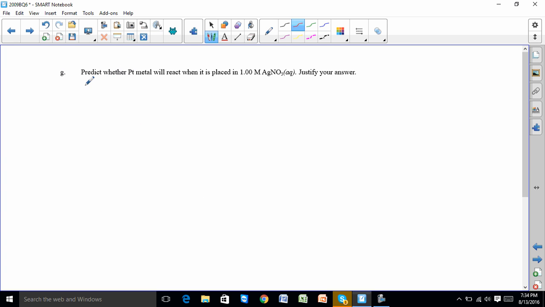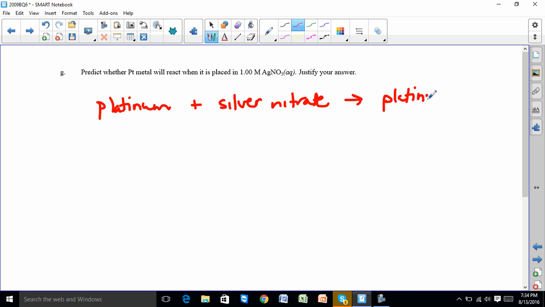And then predict whether platinum will react when it is placed in a 1 molar silver nitrate solution. So the question is, will platinum kick silver out of solution? In other words, if that happens, then this would turn into platinum nitrate. Here's another way to do this. If this single replacement reaction happens, platinum comes in and says, hey, silver, I'm going to kick you out, and I turn into platinum 2 nitrate and silver. Okay, so then, but here's the thing.